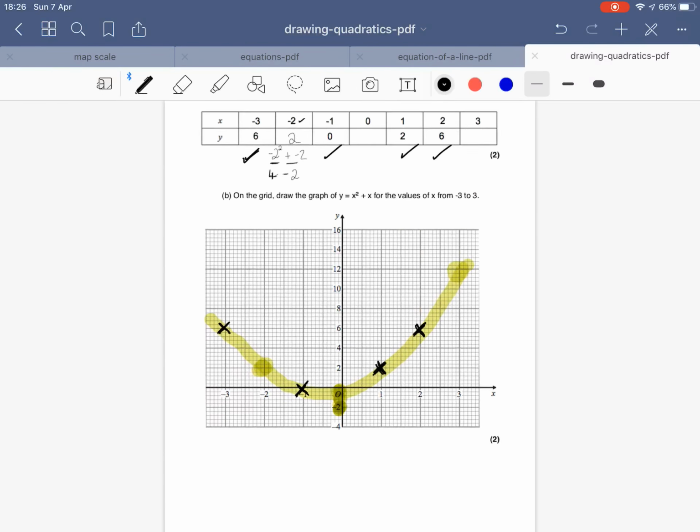So join up your points. Don't forget, I know my highlight is there, but join it up. Nice curve, no rulers, perfect.